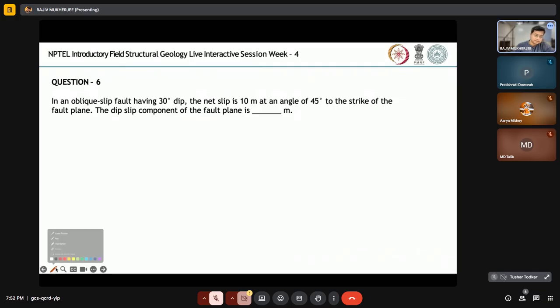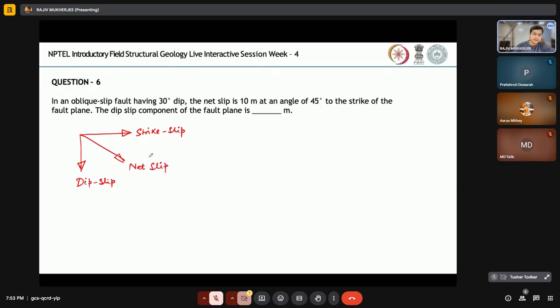So if this is the strike slip direction, and if this is the dip slip direction, then somewhere between these is the resultant net slip. And if we consider that it makes an angle theta with the strike slip, this angle eventually is the rake of the net slip.